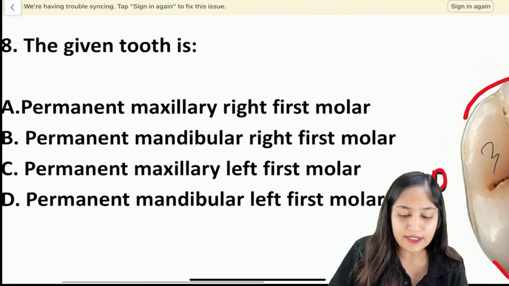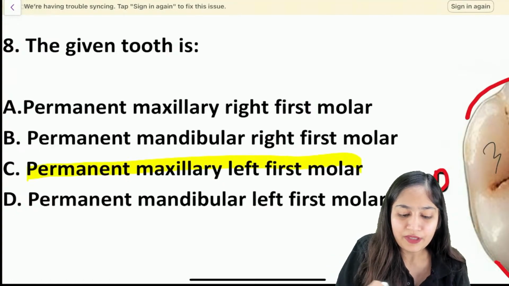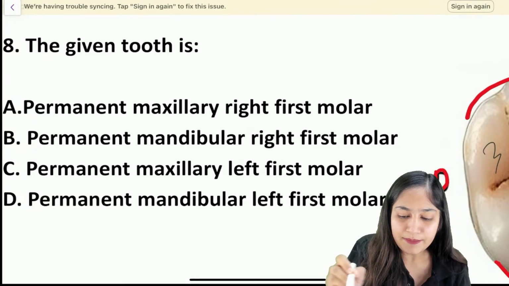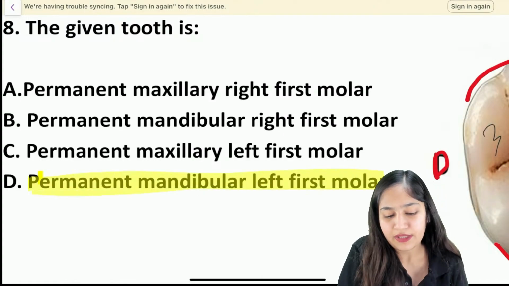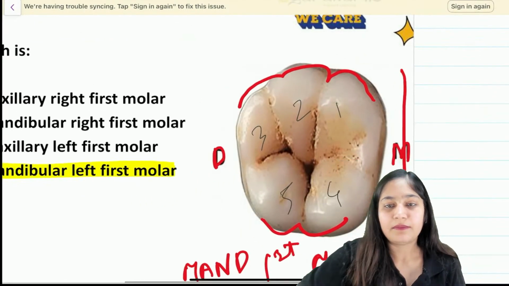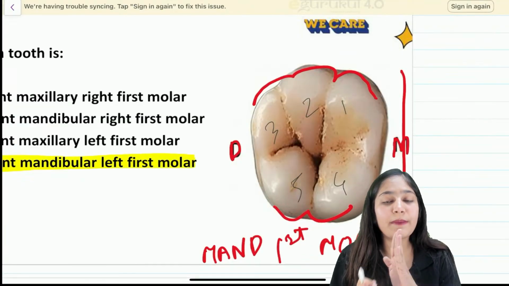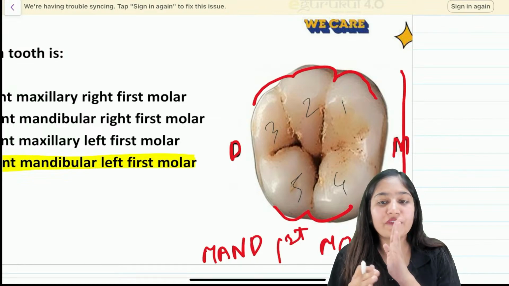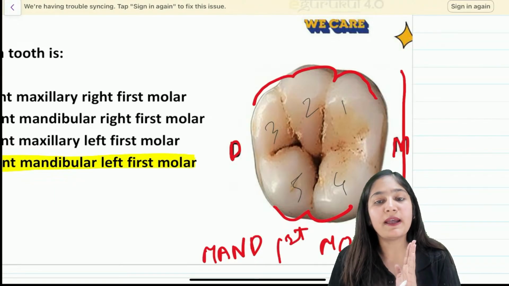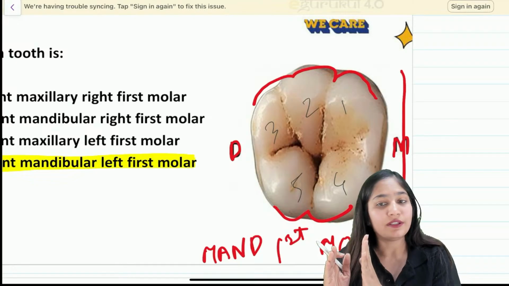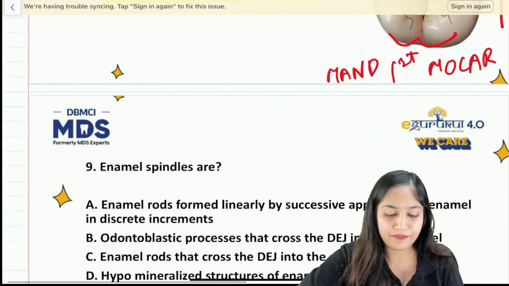So the correct answer here is permanent mandibular left first molar. This is the correct answer. Because of the presence of 5 cusps, mandibular, and on determining the side, always remember mesial aspect towards the midline. So if we place on left side, definitely our mesial aspect is facing towards the midline. If on the right side, it will not be facing towards the midline. So the correct answer is left side.